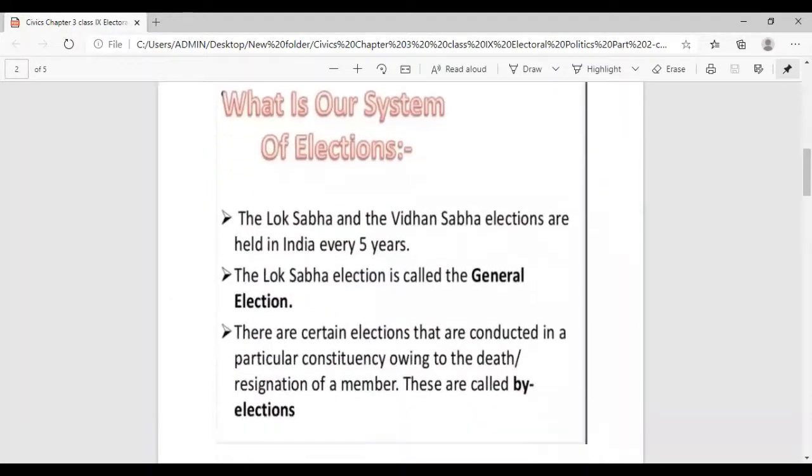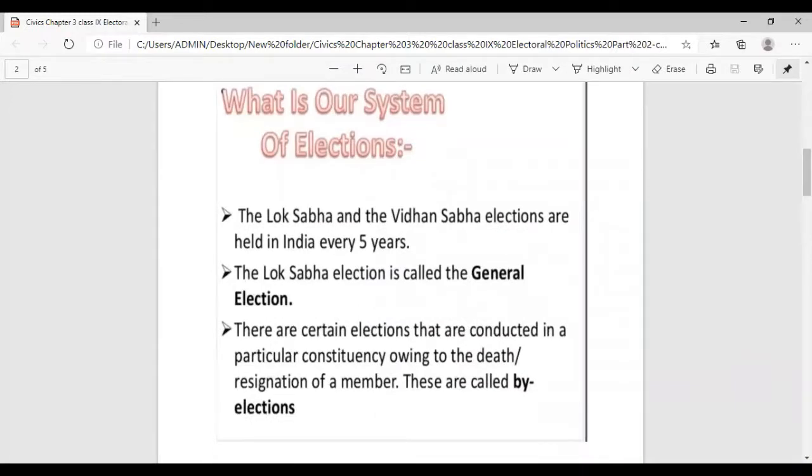What is our system of elections? We now know that elections are important for our country. But how do these elections take place? India has more than 133 crores of people. Who elects whom and how? It could be a complete mess with so many people. That is why we have a system of elections in India.